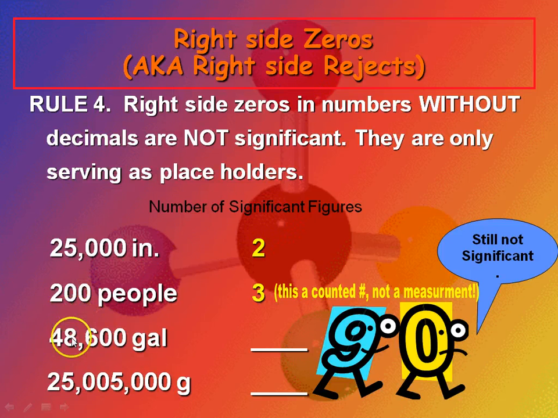not a measurement. This one, we've got 48,600 gallons. Again, scientific notation: 4.86 times 10 to the 4th. All right, so those zeros don't count. Now this one gets pretty tricky on the last one. We've got 25,005,000 grams. That one's a little tricky. Good job if you got 5. So those sandwich zeros are significant, but the 3 at the end are not.